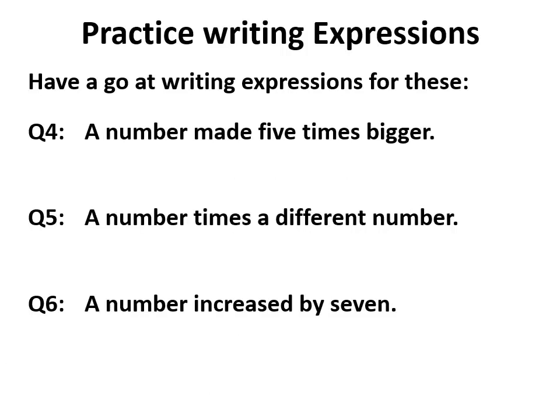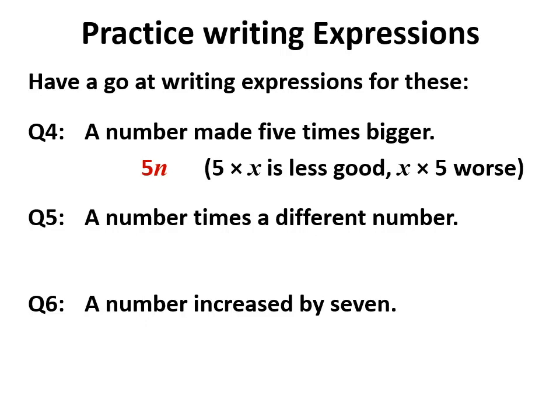And 3 more that are just a little bit harder. We take a number and we make it 5 times bigger. That means multiplying it by 5. 5n. Please not 5 times x or x times 5. A number times another number, well, x and y multiplied together. It could be a and b, it doesn't make any difference. But because they are different numbers, they use different letters. And a number increased by 7, 7 plus n or x plus 7.